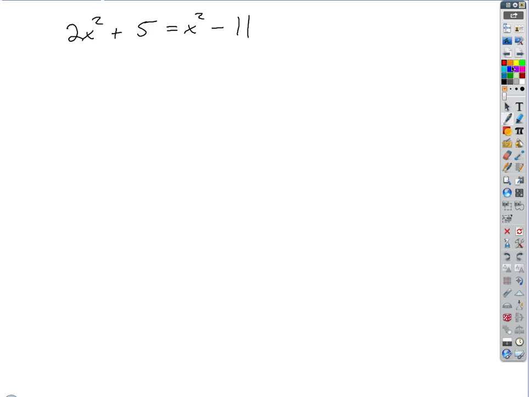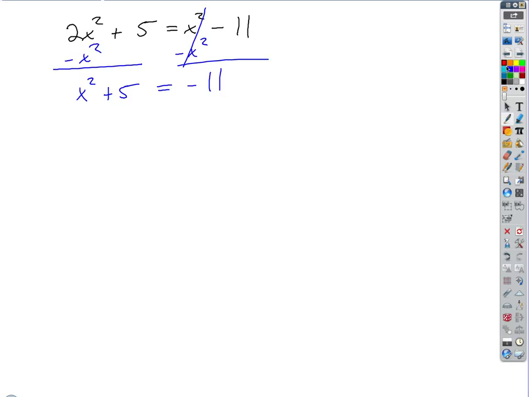What's that going to be, Carolyn? What did you say to do? Good. We want to push the x squareds, collect them on the left side because we'll have a positive number of them there, right? So we'll just subtract x squared from both sides, and that gives us how many x squareds on the left? 1. Good. So 2x squared minus x squared is just x squared plus 5 equals negative 11. That's better, right? So now we've got this thing simplified.